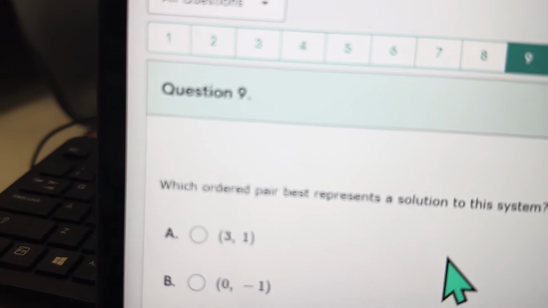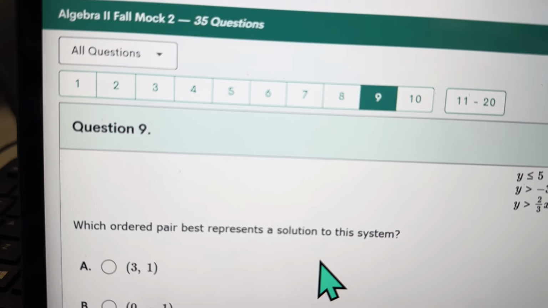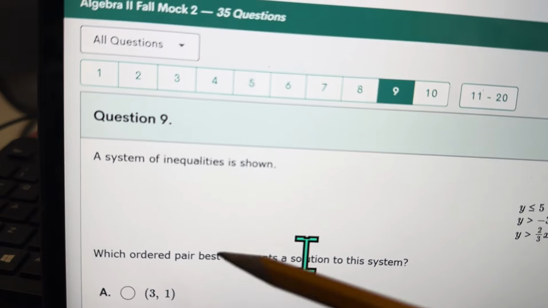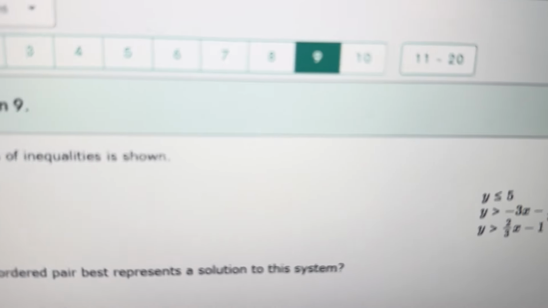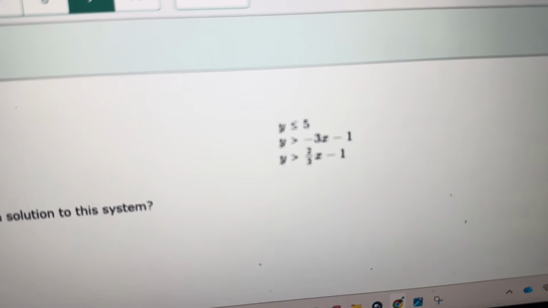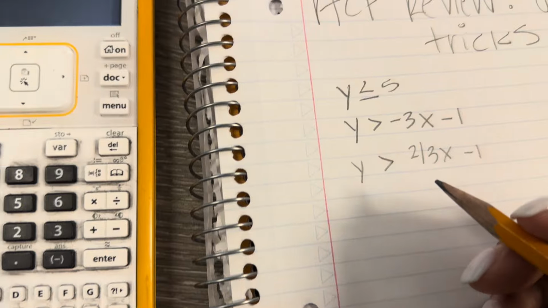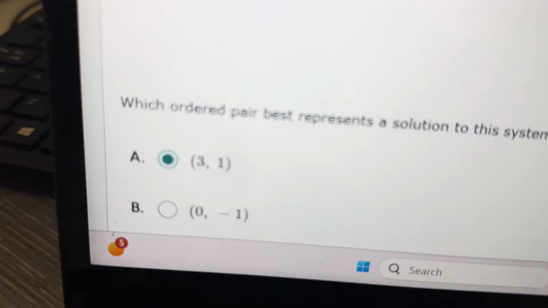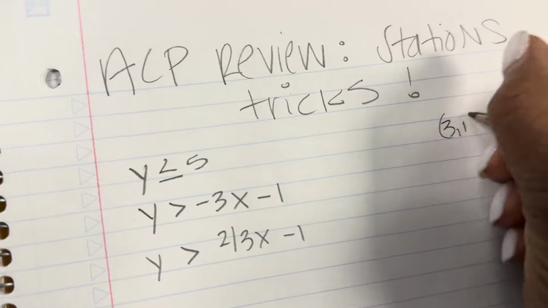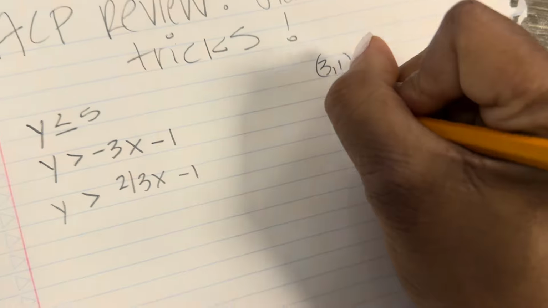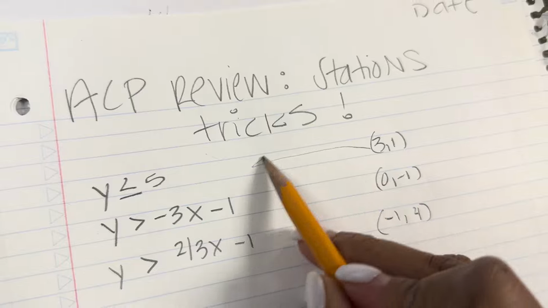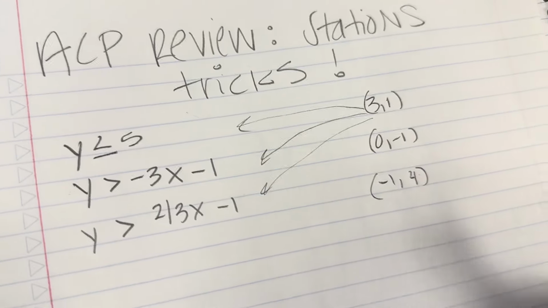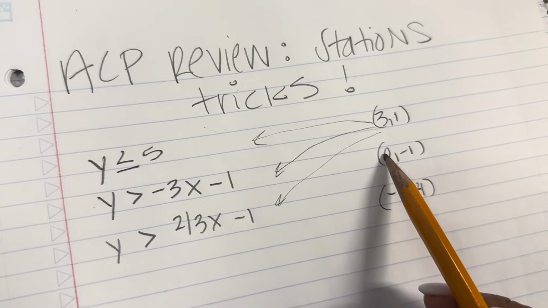All right, so you're given ordered pairs. It says which ordered pair represents a solution to the system. So you want to make sure to see which of these ordered pairs works inside of each of these inequalities. So you're going to try the first ordered pair, 3, 1. The next one is 0, negative 1. The next one's negative 1, 4. So you're going to try this point in each of these equations and see if it's true for all of them. If not, then you try this point in all of them.